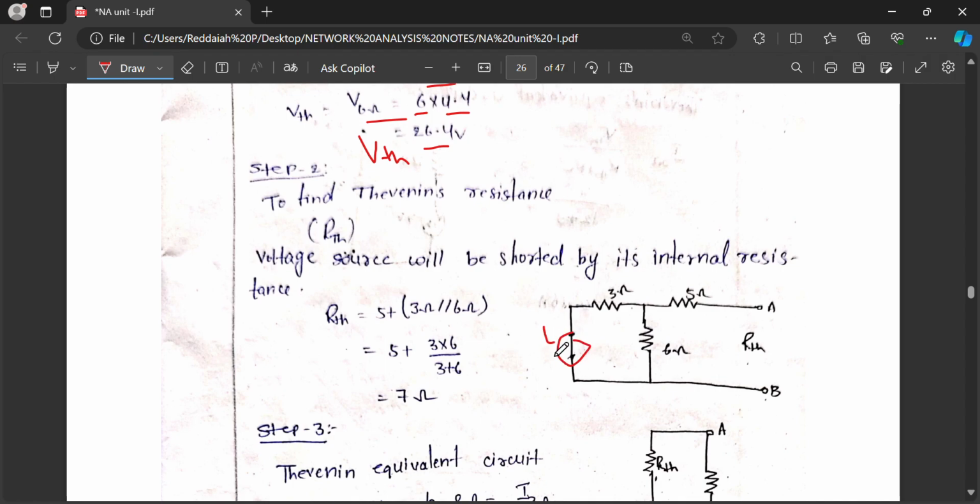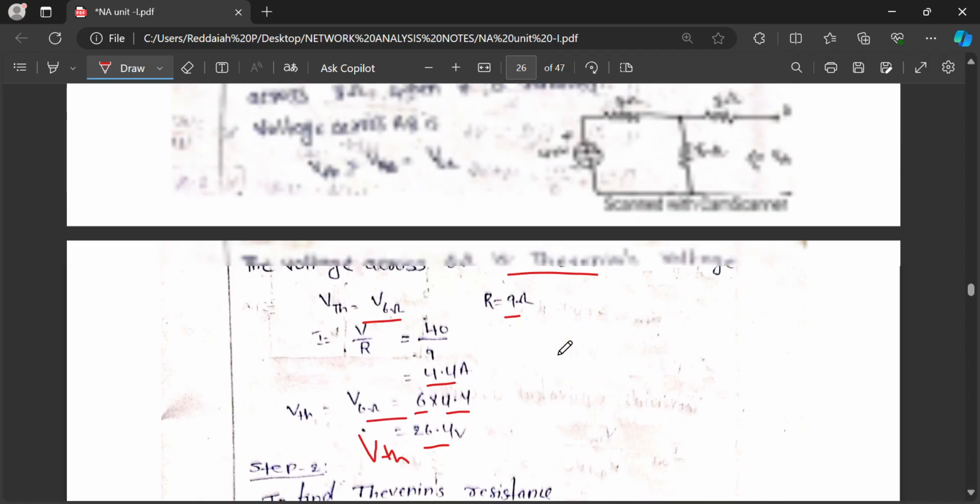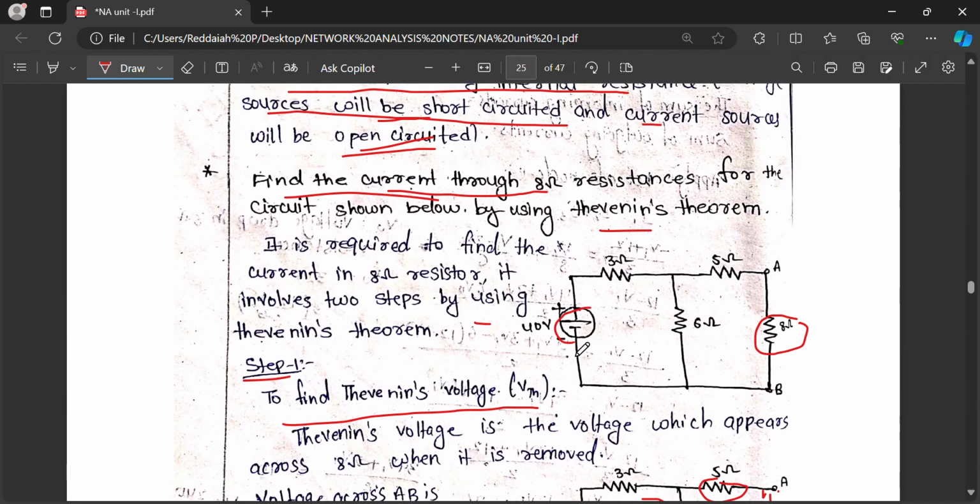To find Thevenin's resistance, what do we have to do? Voltage source will be short circuited. If they have given some resistance, that resistance we have to consider, the internal resistance or source resistance. Voltage sources will be short circuited, current sources will be open circuited. That we have to remember. Suppose if any current source is there, it will be open circuited.